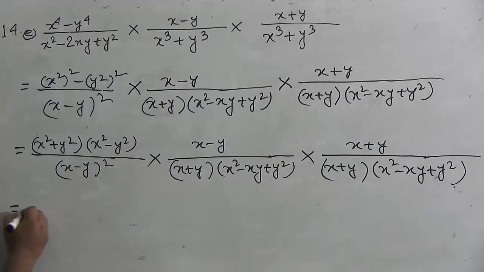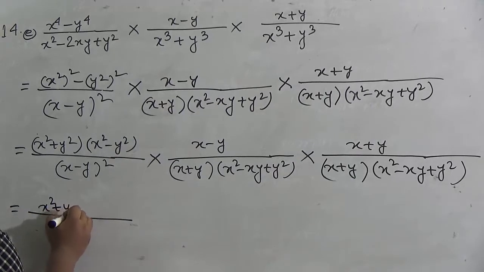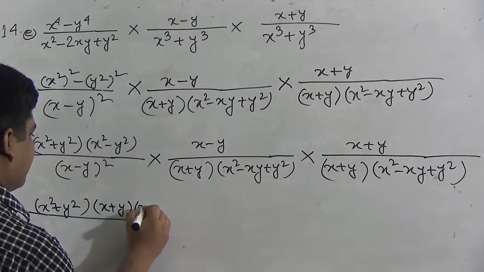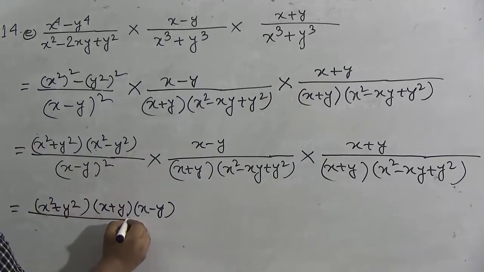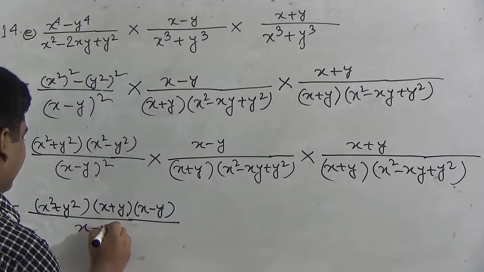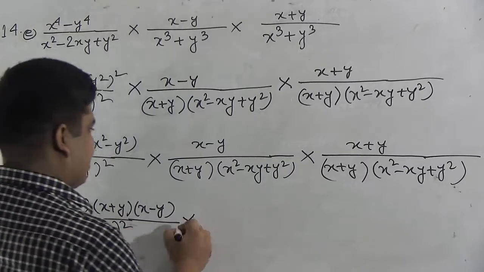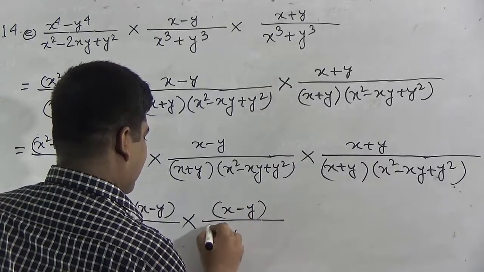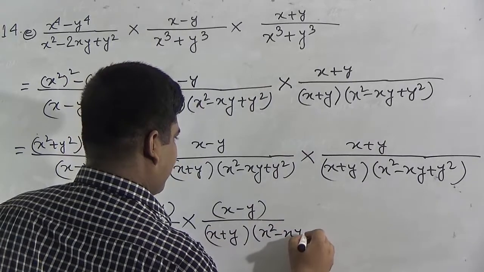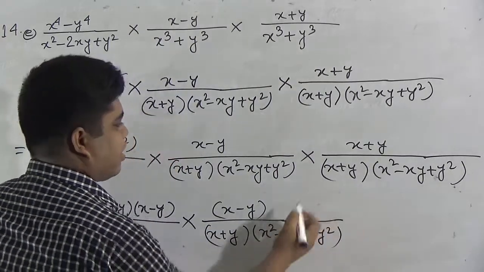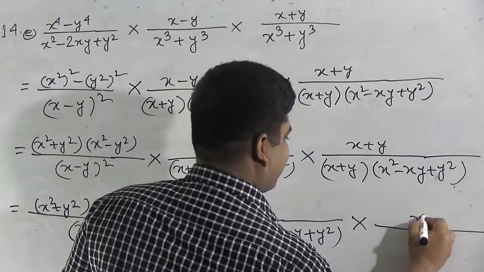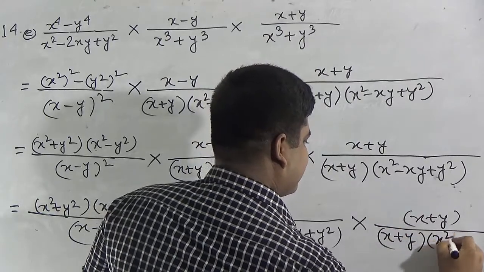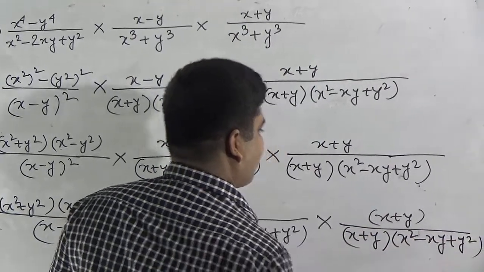So we write x square minus y square as x plus y into x minus y, that is the formula of a square minus b square, divided by x minus y whole square, multiplied by x minus y, and x plus y, x square minus xy plus y square. Then we write the third the same, x plus y divided by x plus y, x square minus xy plus y square.